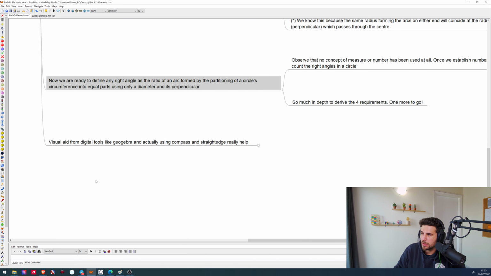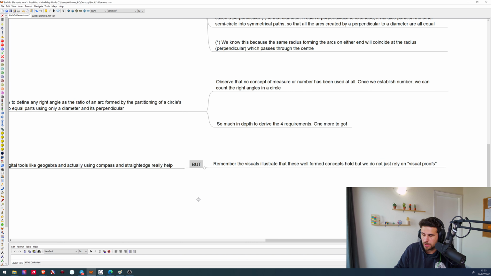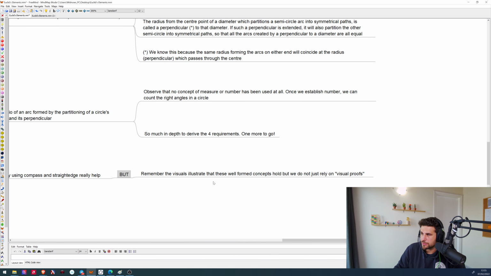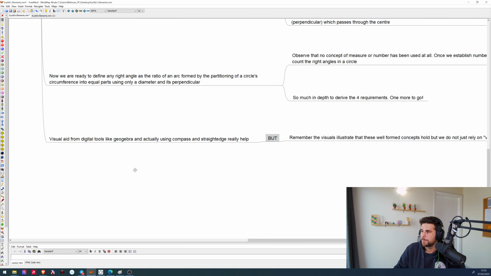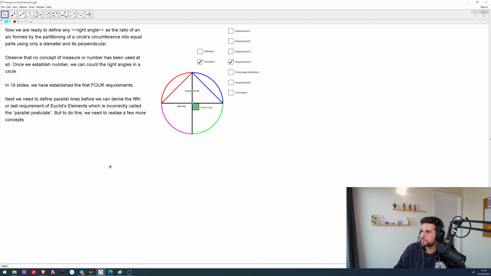And I just want to note here that visual aid from digital tools like GeoGebra, which I'm using now, and actually using a compass and straight edge really does help for all these ideas to sink in. But I want to make a note, as usual, that these visuals illustrate that these well-formed concepts hold, but we don't rely on these visual proofs. So back to the shape to show how nicely all these right angles are always equal.